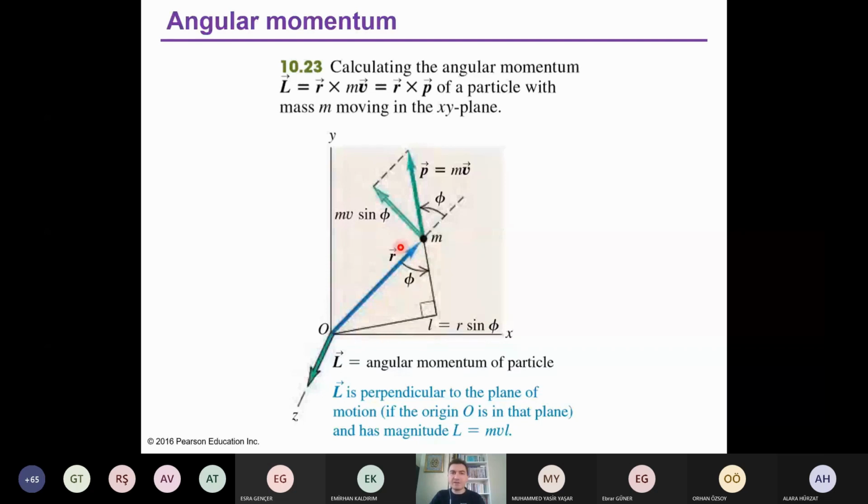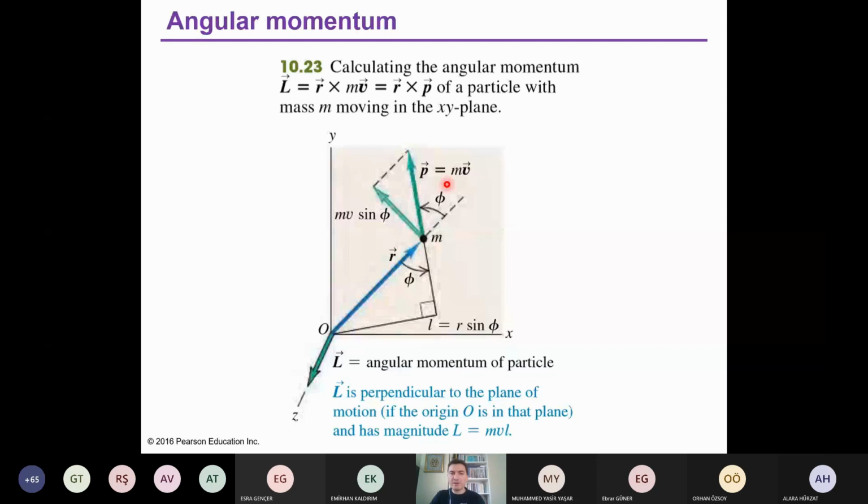So we have this expression. Angular momentum is given by r cross product mv, or r cross product p, okay? Here we have a mass m, and z is the rotation axis, and this mass has a certain distance to the rotation axis, which is given by r. And this is the momentum of the particle, which is given by m times v.